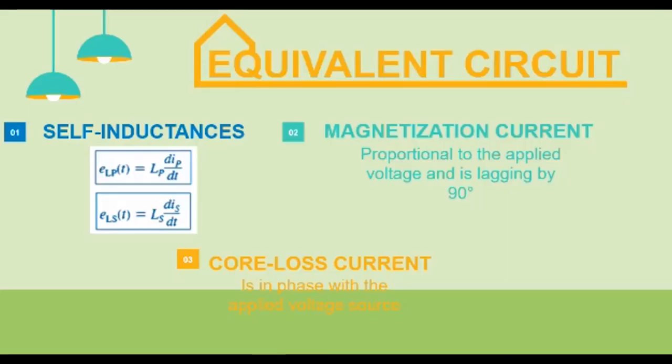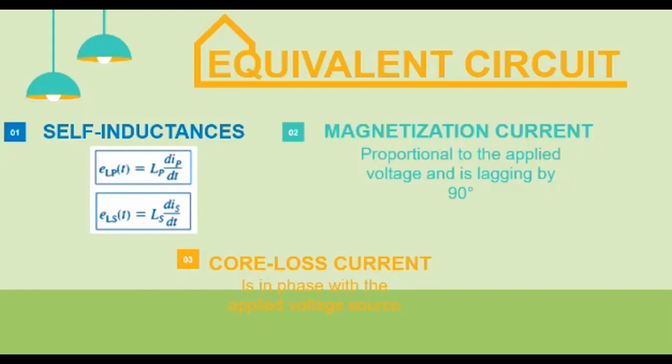Let's now go to the equivalent circuit. When we consider the equivalent circuit, there are some important considerations that need to be made. First thing is the self-inductances. Where do these come from? As mentioned earlier, self-inductances come from the leakage flux. These fluxes that escaped made their own inductances, therefore it is called self-inductances. Since it is an inductance, it is modeled in the equivalent circuit as an inductor.